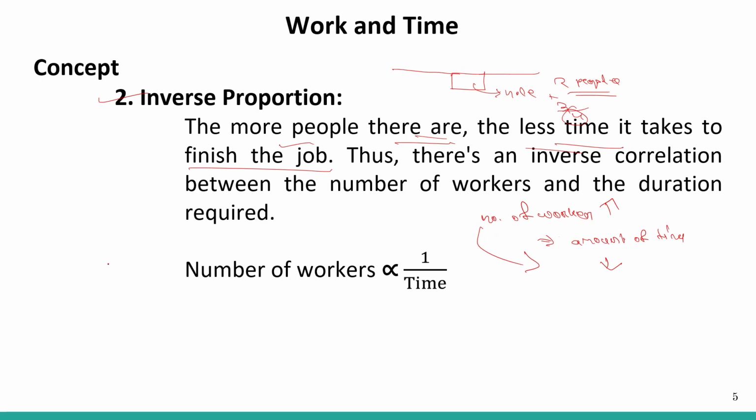Okay, so this is the inverse proportion relation. The number of workers is directly proportional to 1 by time, or we can also say that the number of workers is inversely proportional to the time taken by those workers to complete that specific work. So this is an important relation.